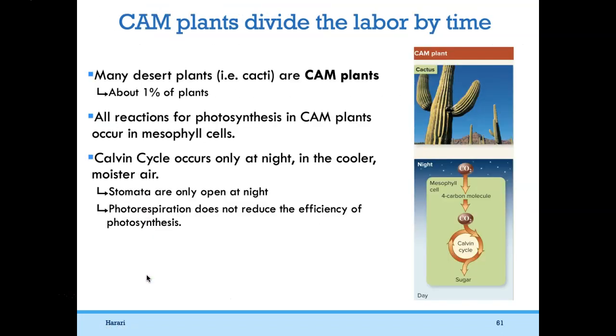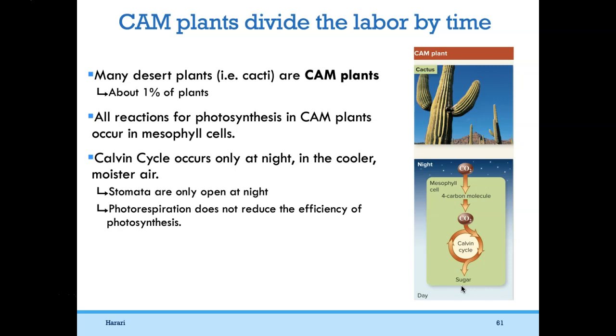So the other type is called a CAM plant. Many desert plants like cacti are CAM plants. There are actually some orchids and lilies that do CAM photosynthesis as well. But CAM plants' reactions all occur in mesophyll cells. So they didn't divide up the labor by types of cells. They still all do photosynthesis in the mesophyll cells, but they divide up the two steps by time.